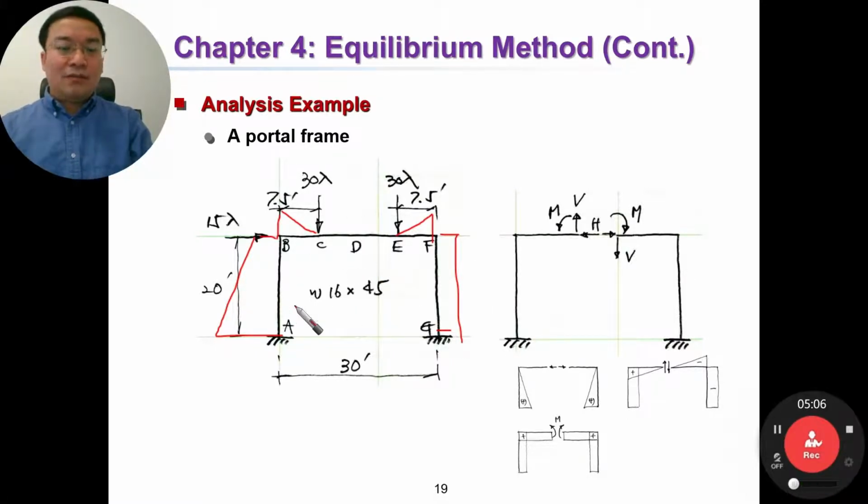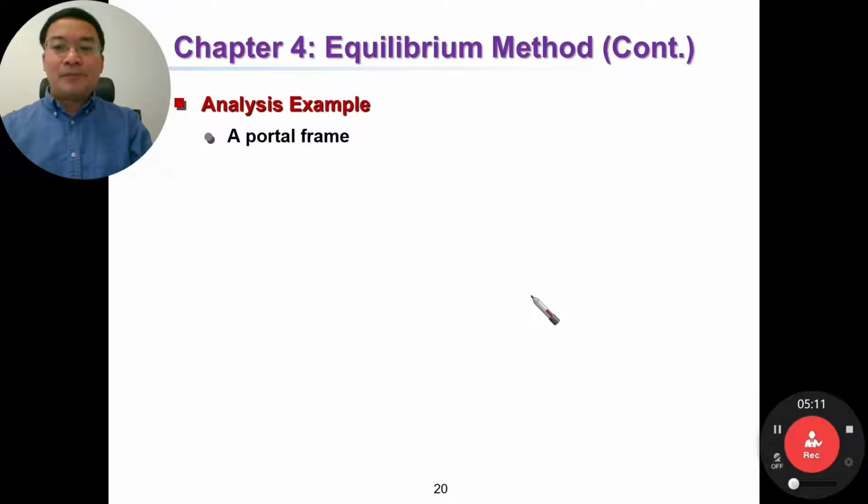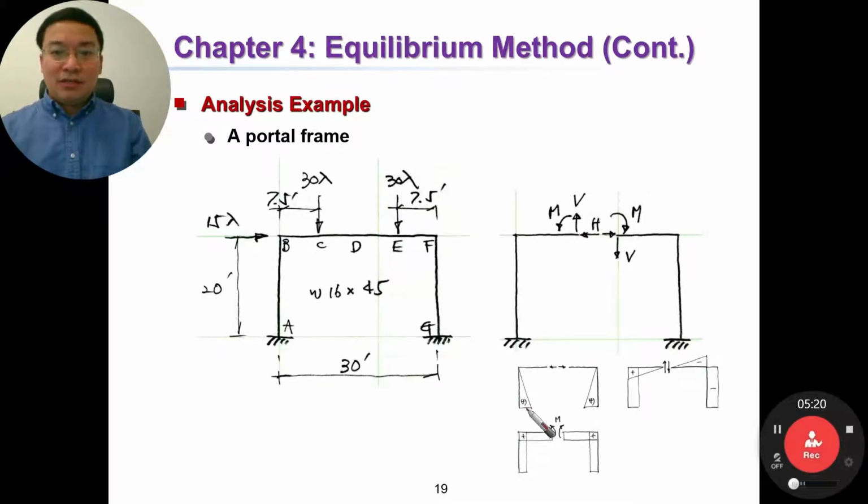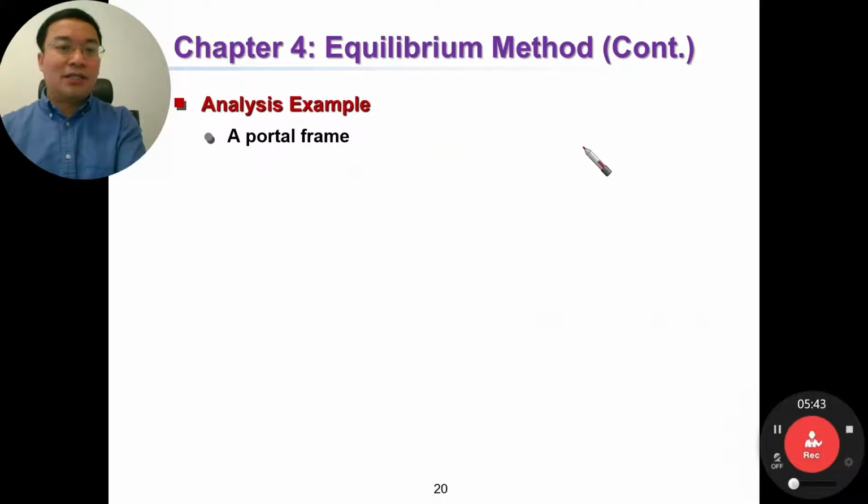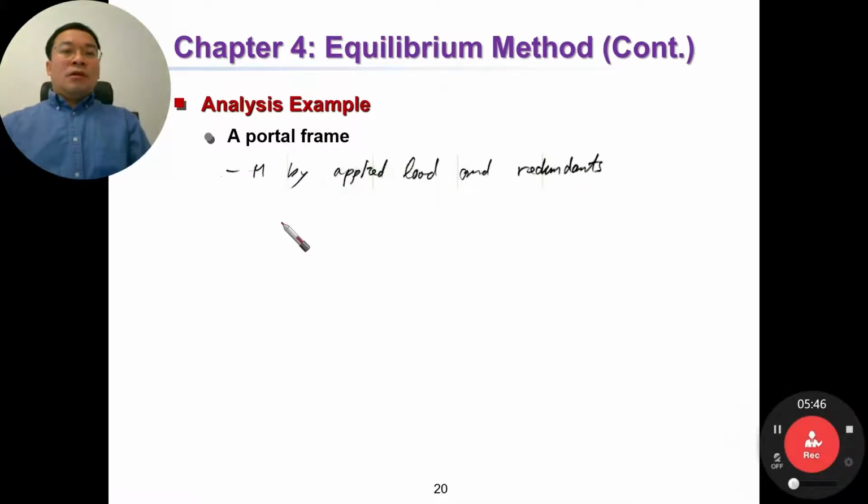Then we have a moment diagram due to applied load and due to the redundants. Okay, plot it by yourself one by one, and also the values. Input the values here, here, and here. If you have this diagram, then you can follow the next step easily. If you don't have the diagram, then it may be confusing, so I recommend you stop this video and plot the diagram first and come back to this step.